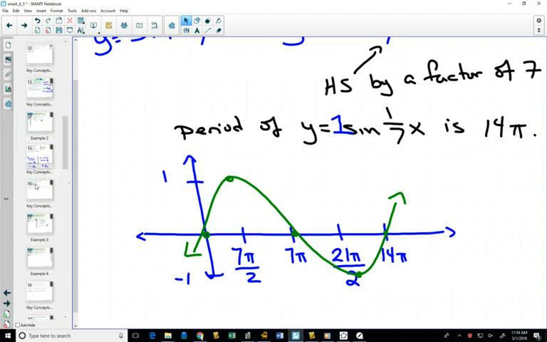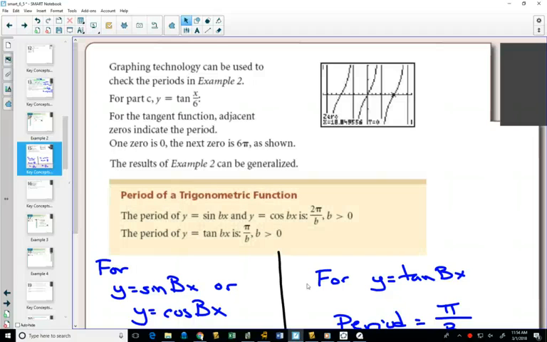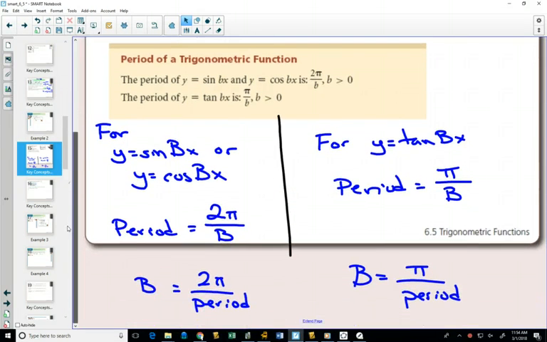At the bottom of the page there, you've got this box which says the period of a trigonometric function. What I'd like you to write underneath it are these two formulas using whatever is the horizontal stretch or compression. We have one formula for the period for sine and for cosine, that your period will be 2 pi over your b value, because your original period was 2 pi, and then you're going to divide by your b value because that's what a horizontal stretch or compression does.